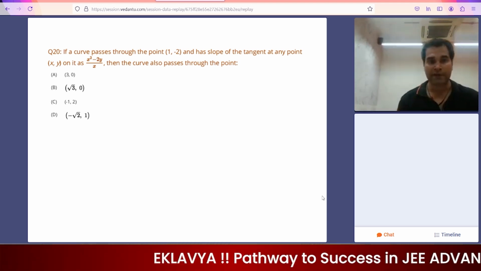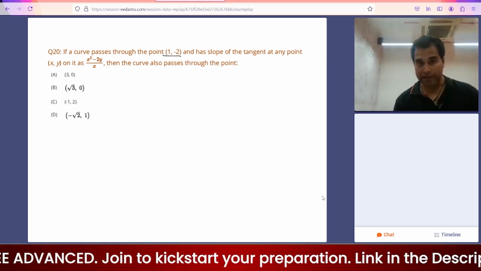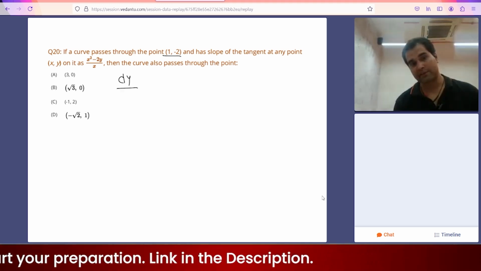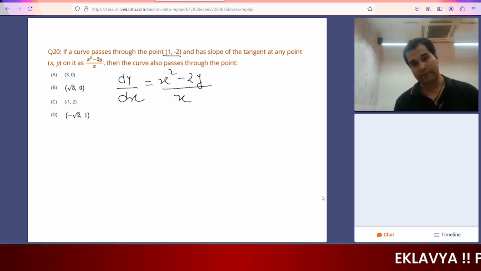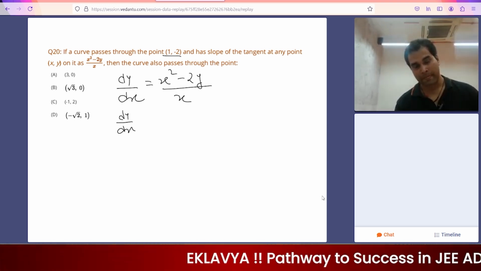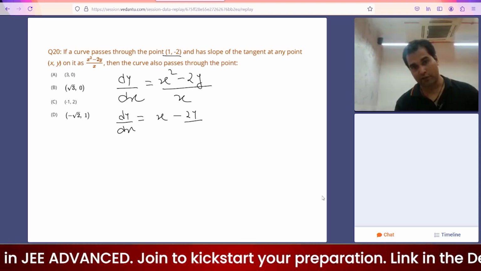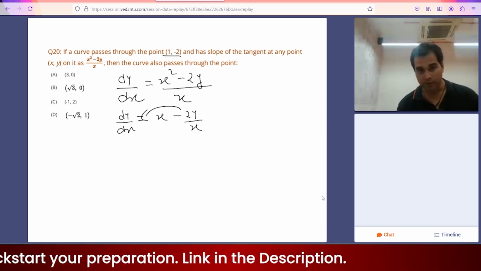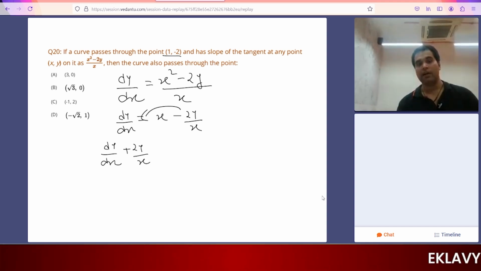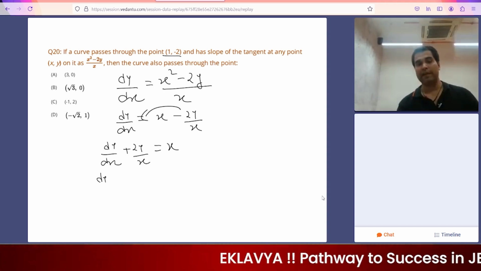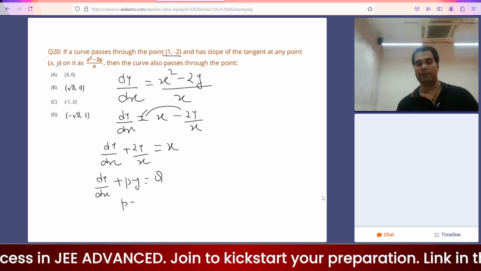Now question number 20. If a curve passes through the point 1 comma minus 2 and has slope of tangent, slope of tangent means dy by dx at x comma y, x square minus 2y by x, and this is written as dy by dx equal to x square by x minus of 2y by x. If we shift this term to the left hand side, this means dy by dx plus 2y by x equal to x, and we compare this equation as dy by dx plus py equal to q.